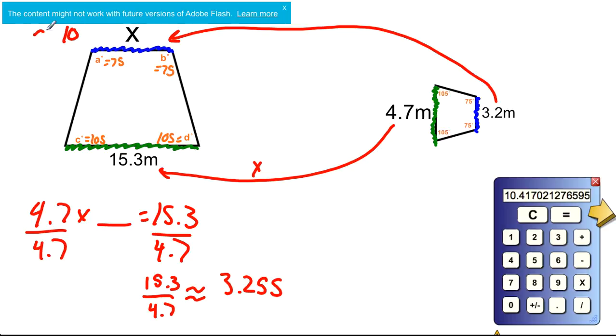I'm just going to round this a little bit. I'm not going to write all of those digits. I'm just going to round to the hundredths. So 10.4, and if I round it correctly, I'm going to have 0.42.